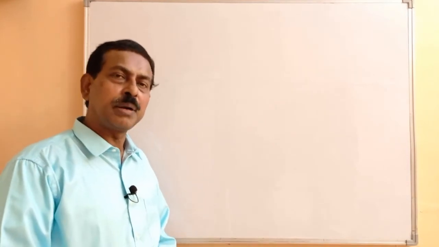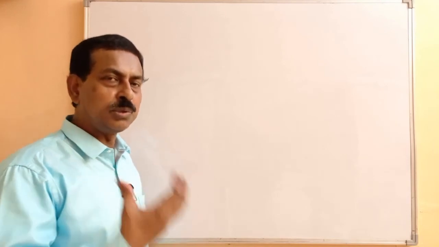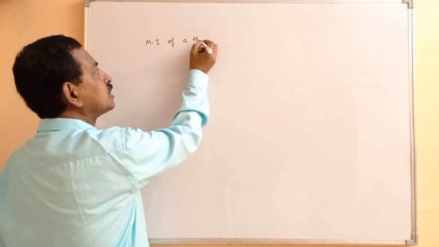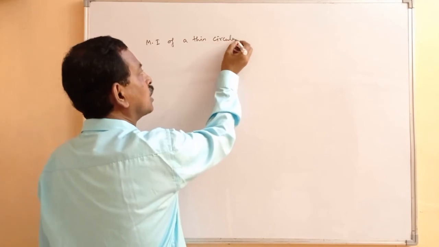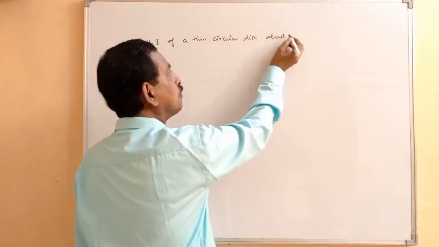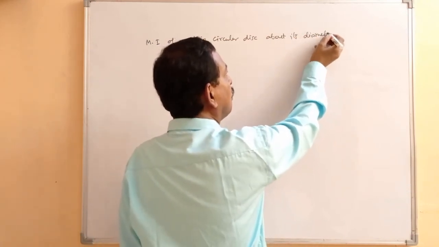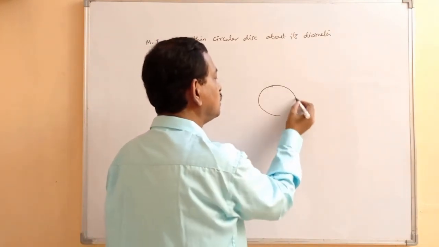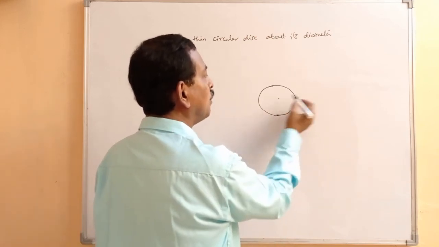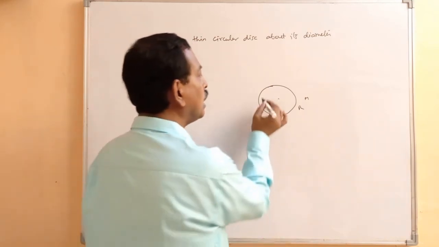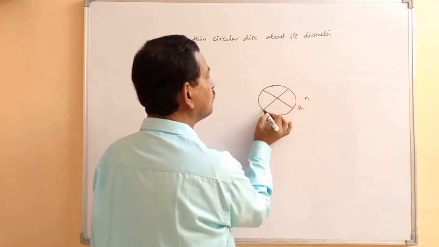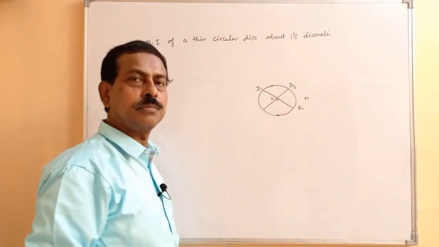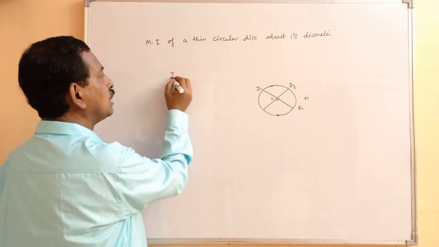Let's apply the theorem of parallel and perpendicular axis for a few more cases. Then it will be more clear. Suppose I want to find the moment of inertia of a thin circular disc about its diameter. Suppose this is the circular disc, mass is m, radius we are taking as r. We'll take two mutually perpendicular diameters. Suppose this is your d1 and this is your d2. These are mutually perpendicular. And the moment of inertia about the diameter, I assume, is I.